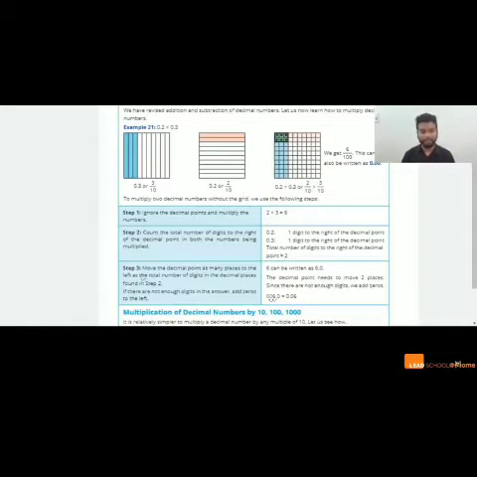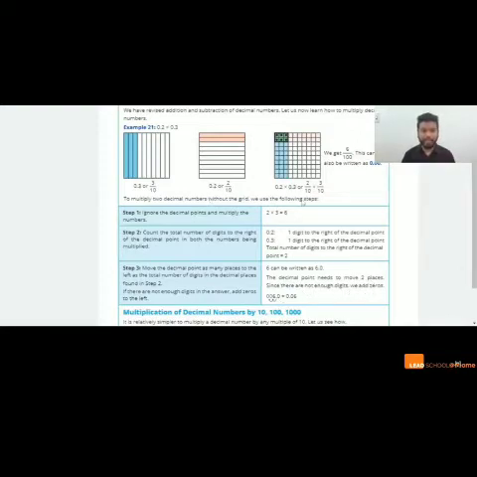Step 3. Move the decimal point as many places to the left as the total number of digits in the decimal places found in step 2. If there are not enough digits in the answer, add zeros to the left. Now that I know there are 2 digits to the right of my decimal point, the decimal point needs to move 2 places, not to the right but to the left. Since there are not enough digits, we will add zeros.